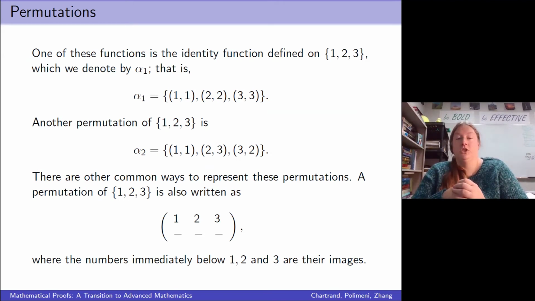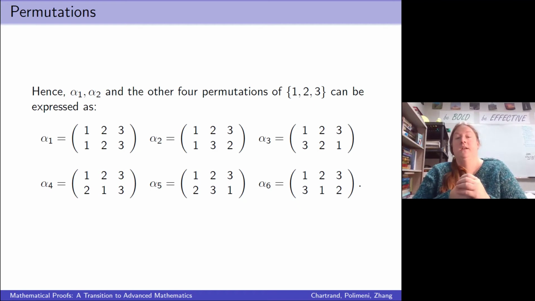One of these functions is going to be our identity function, mapping 1 to 1, 2 to 2, and 3 to 3. Another possibility is that I map 1 to 1, but then 2 maps to 3, and 3 maps to 2. We can write these permutations as sets of ordered pairs, as relations, like we do, or we can represent them with parentheses, with the elements of the set A written across the top, and below them we write their images. If I do that, here are the 6 possible permutations of the elements 1, 2, and 3, that is, of the set A.